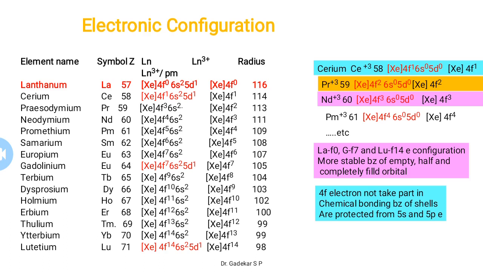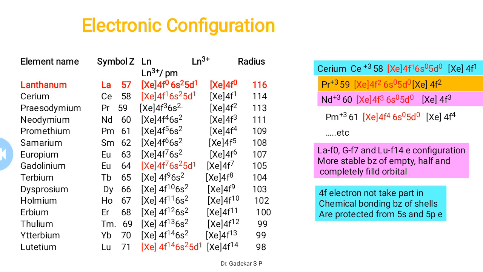Lanthanum contains 3 electrons in its outer shells, so it shows a plus 3 oxidation state. What is oxidation? It means loss of electrons. So lanthanum first loses 1 electron, 2 electrons and 3 electrons, because lanthanum contains only 3 such electrons, so that's why it shows plus 3 oxidation.